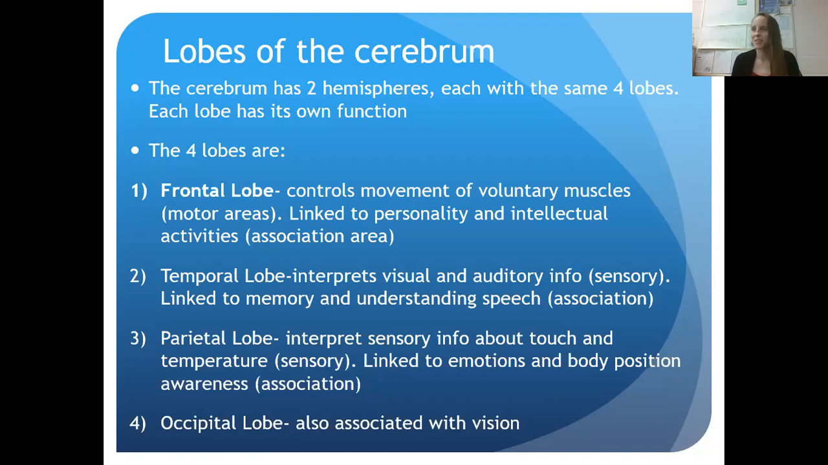I had a student a couple of years ago that remembered the parietal lobe was like you can feel a hug, because it's like feelings, but also like touch and temperature. And then the occipital lobe is at the back here. It's just associated with vision.